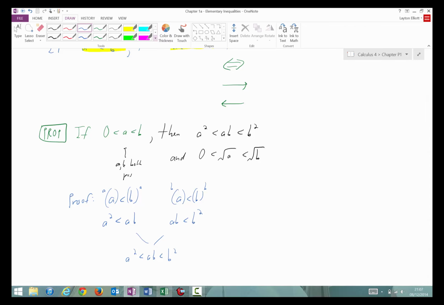Now, for the second part of this, let's switch colors here. So we proved the first part, we want to actually prove the second part.